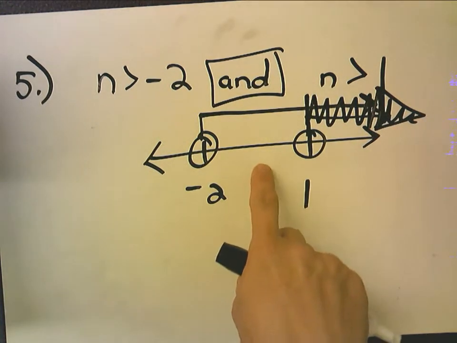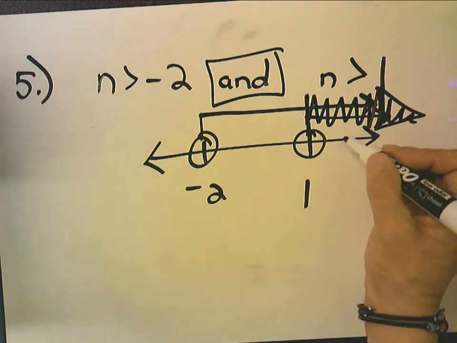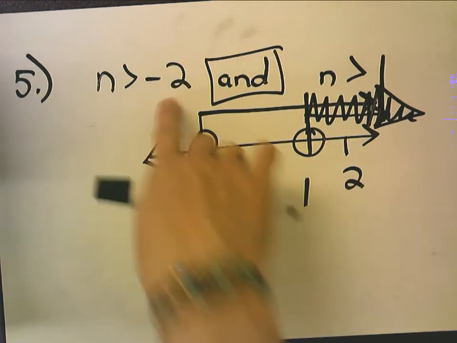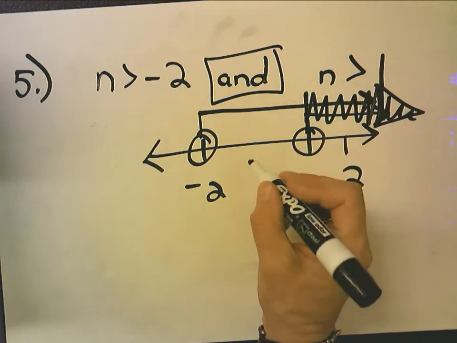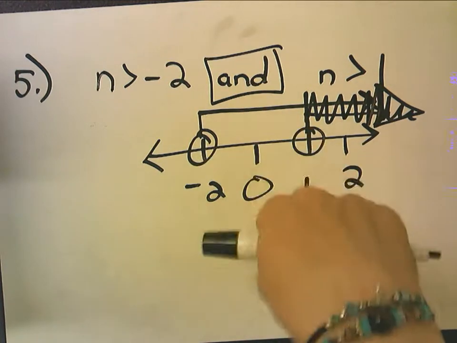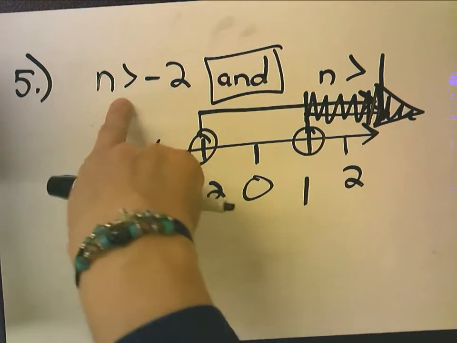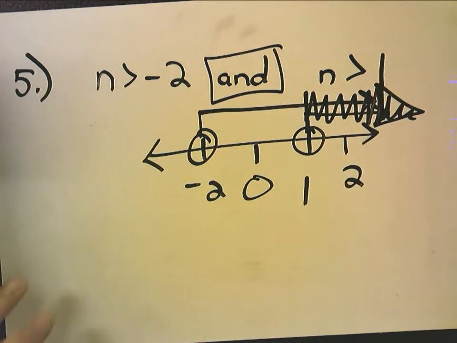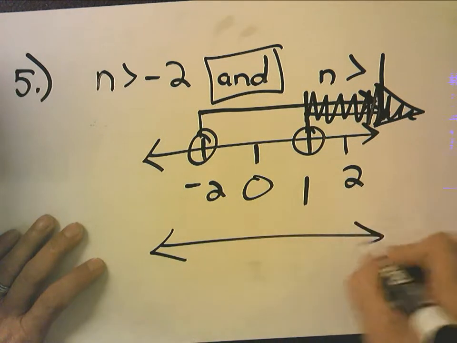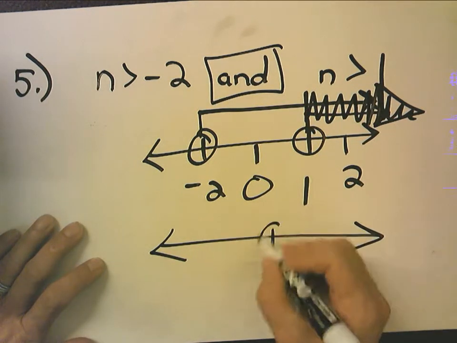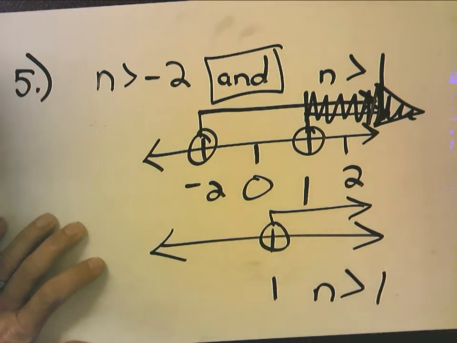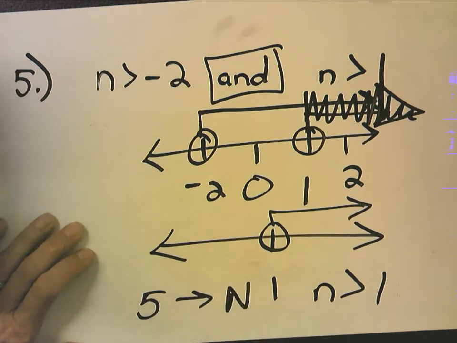And means you have to fulfill both. If we take like the number 2, which is in the solution set, it is greater than -2, but it's also greater than 1. Let's take 0, which is not in the overlap. 0 is greater than -2, but it's not greater than 1. So that's why it's not part of the solution. So the actual solution is n is greater than 1. And that graph is n. So 5 is n.